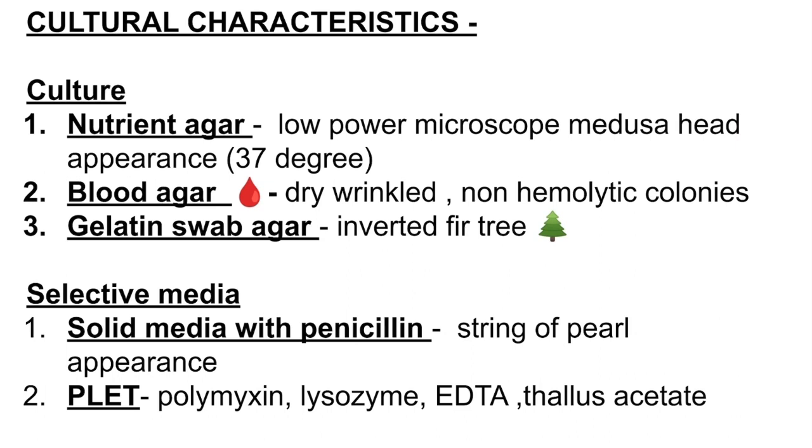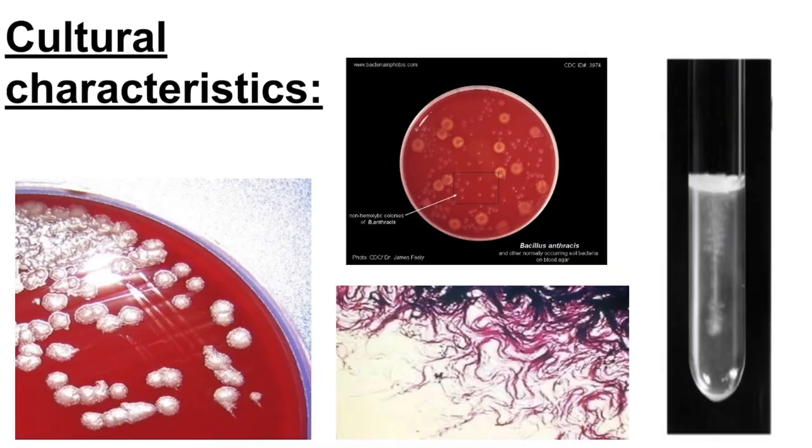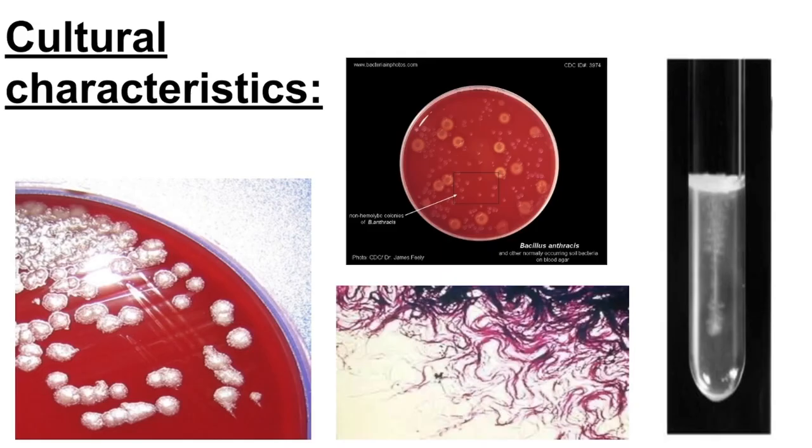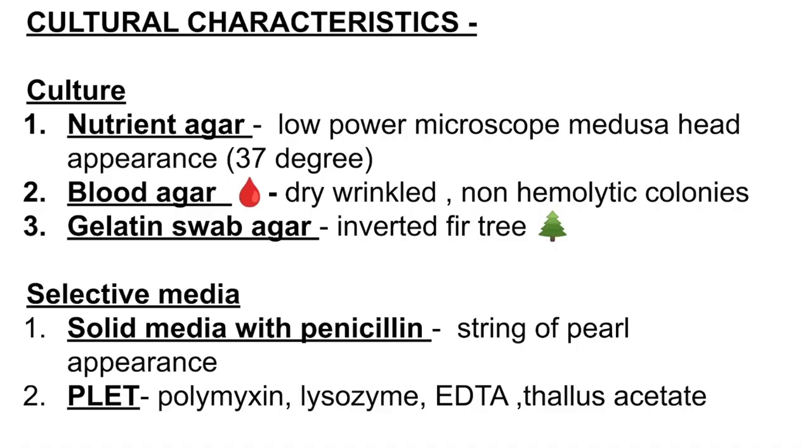Under nutrient agar, when we view it under the low power microscope, we can see the medusa head appearance. So under blood agar, we can see the dry, wrinkled, non-hemolytic colonies of Bacillus anthracis. Under gelatin stab agar, inverted fir tree appearance will be there. In this picture, this test tube picture is a gelatin stab agar, inverted fir tree is seen. See, this is the fir tree. In case of blood agar, there will be non-hemolytic colony formation of Bacillus anthracis. Under this picture, we can also see the medusa head appearance of Bacillus anthracis in case of nutrient agar. This is about different types of agars.